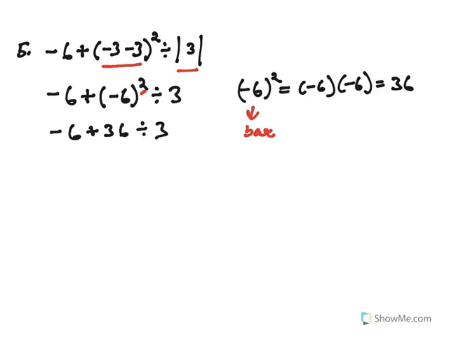Now when you read this from left to right, we should be doing division over addition. Remember that? So 36 divided by 3, okay, is going to be 12. And when you do negative 6 plus 12, you're going to get 6 as your final answer. Okay? And that's what that would be. That would be positive 6. Okay? So, let's continue. All right?